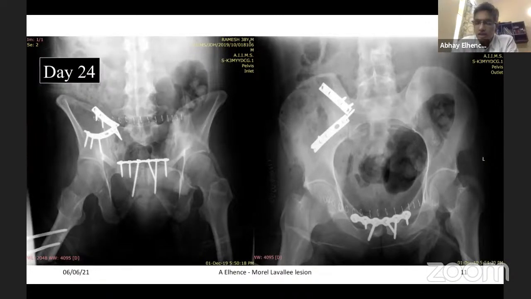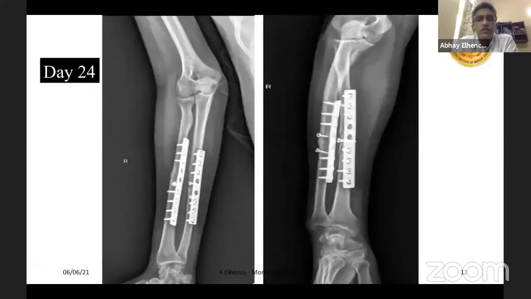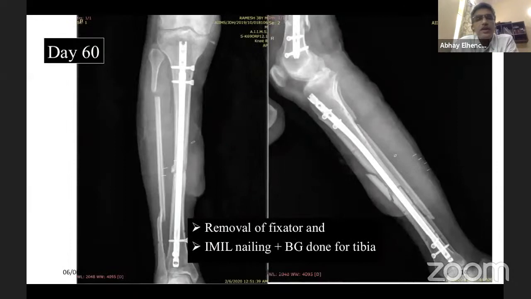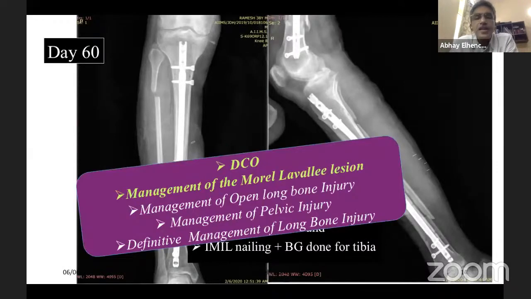Around 3 weeks, he goes in for stabilization of the pelvis, the posterior pelvic ring and the anterior pelvic ring, and fixation of the forearm. And once the Morel-Lavallée lesion has healed adequately, you go in for definitive fixation of the femur, and gradually down the line, definitive fixation of the tibia. So basically, once you have a Morel-Lavallée lesion or a major soft tissue lesion, which can compromise the quality of fixation you can give your patient, the philosophy of care shifts from ETC or EAC to damage control orthopedics. That is very important to understand when we are faced with similar situations in polytraumatized patients.